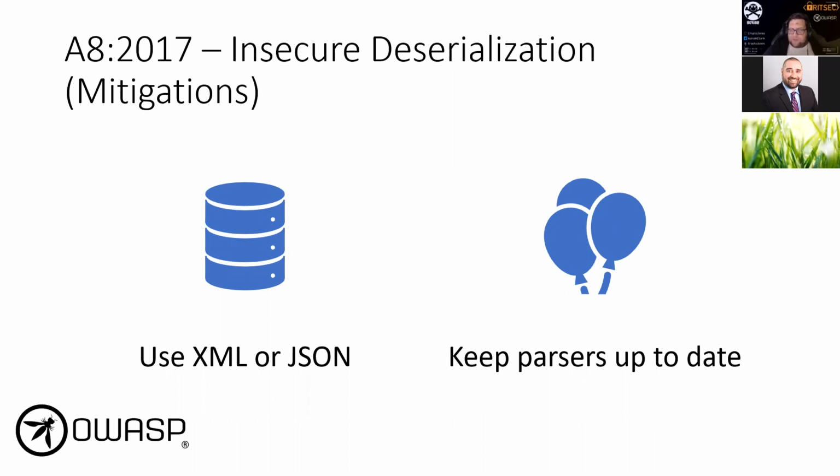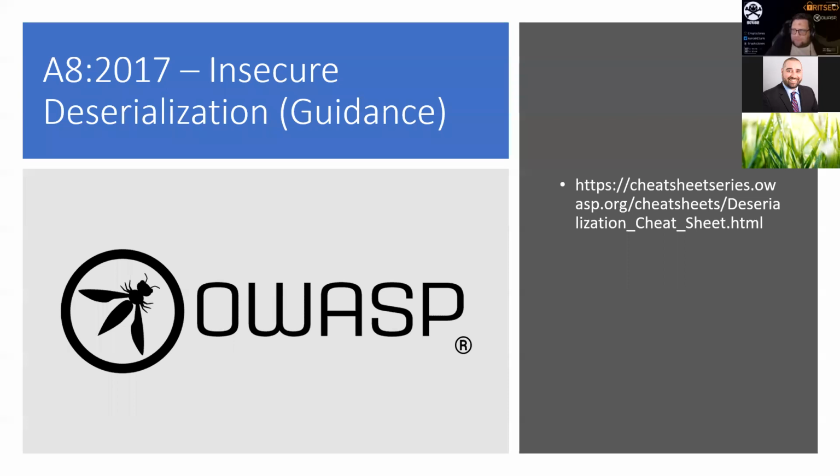You need to keep your parsers up to date and only use XML or JSON. There's a reason XML is going away. Hopefully only a small percent of companies are using that in their systems, but there's a lot of legacy code, so who knows? And again, not like the zero trust architecture, but definitely just be cognizant of who you're allowing to hook into your APIs. There's one cheat sheet under serialization. It's, again, definitely worth a look.